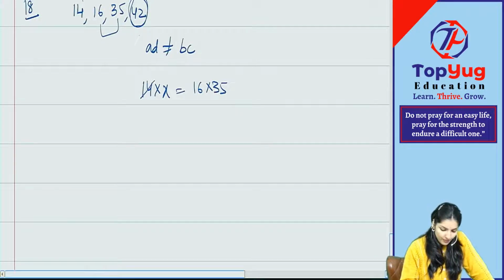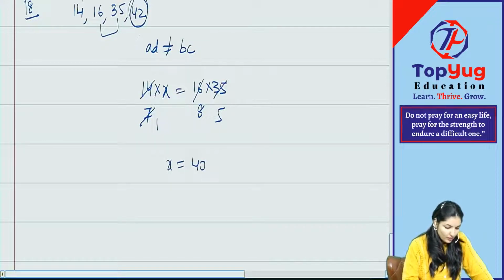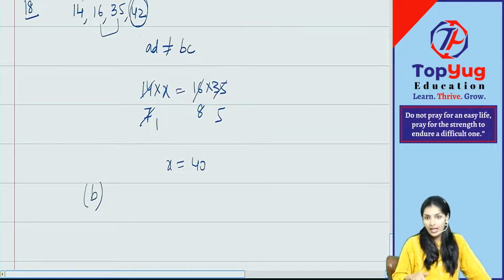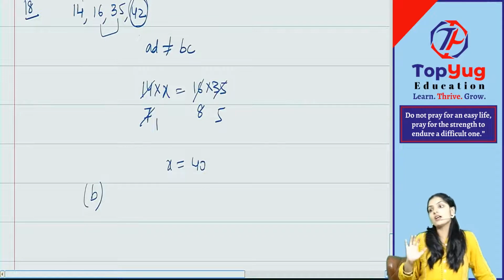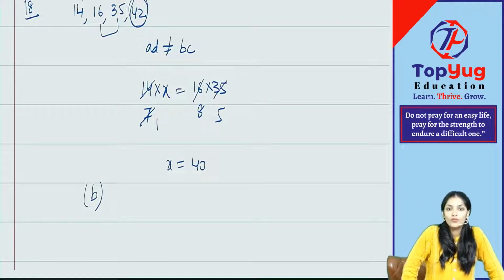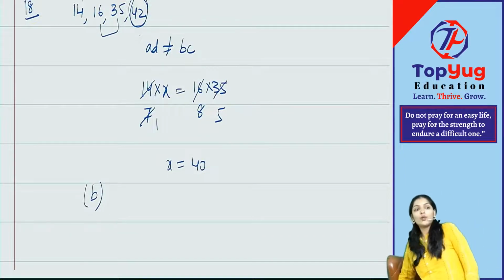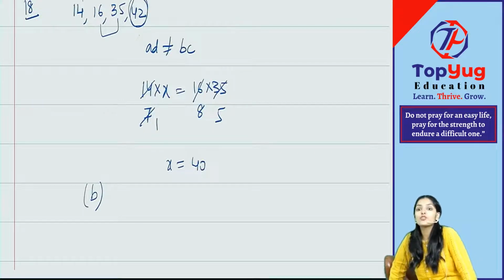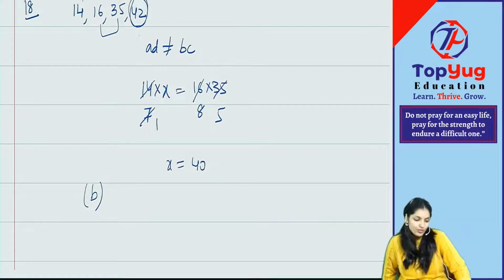So basically 2 sevens are 14, 2 eights are 16, 7 ones are 7, 7 fives are 35. What should be the fourth term? 40. Fourth term is 40. They will become proportion. So option... Read the question and then do the solution. If you don't understand, ask me. They are not in proportion. You have to change the fourth term. So what should be the fourth term so that they will come in proportion?